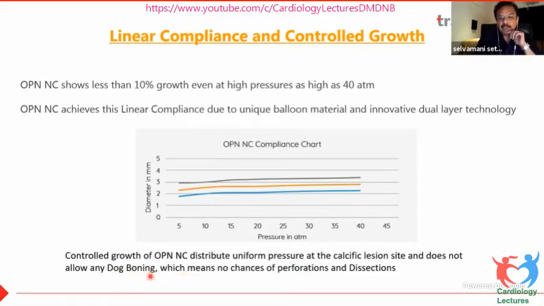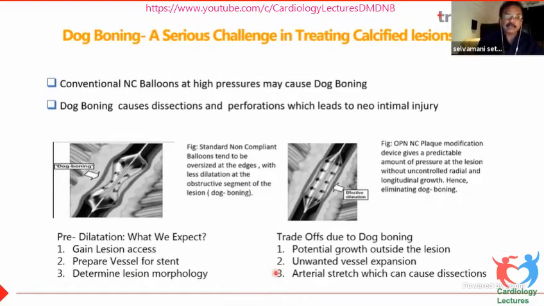Dog boning means the pressure is exerted unevenly and the balloon expands unevenly. Probably that can give rise to dissections and perforations, which is not seen with OPN. So this dog boning effect is not seen in OPN. That is a very big advantage. And the pressure effect is uniform at the calcium lesion. The potential benefit is that you probably avoid significant dissection and perforations, but it can happen if you oversize the balloon.